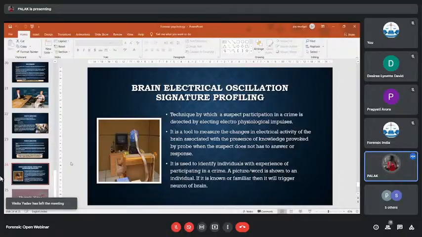There is a screen in front of the person, and the individual has to just see the pictures. Any word related to the crime or related to the offense is shown, and he reacts if he is familiar with that. So if it is known or familiar, then it will trigger neurons of the brain and it is detected.